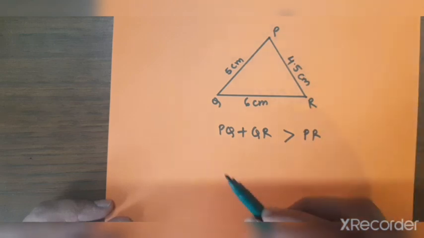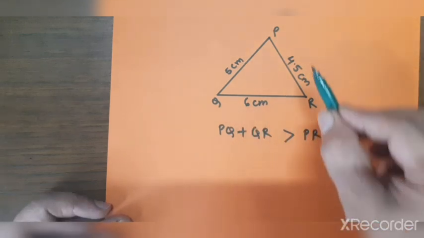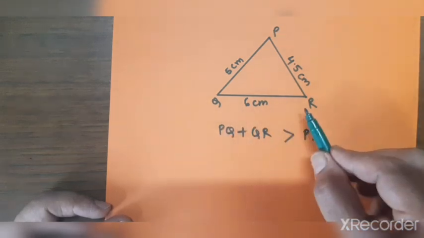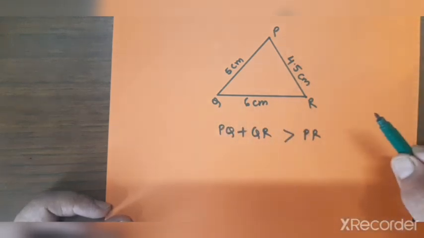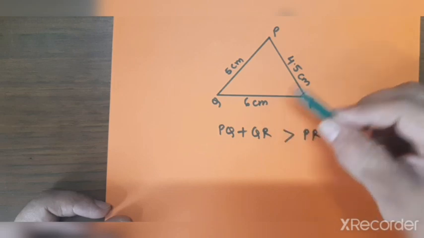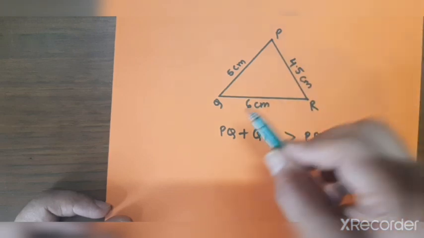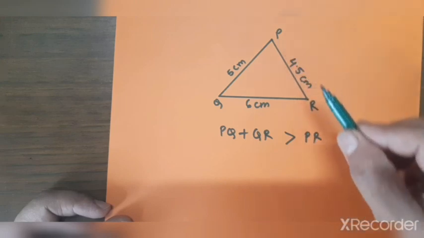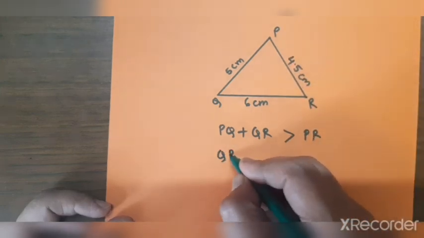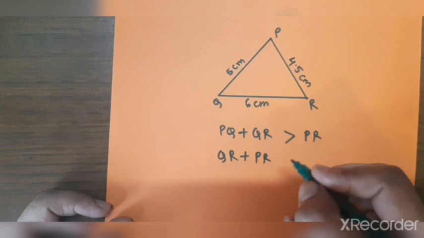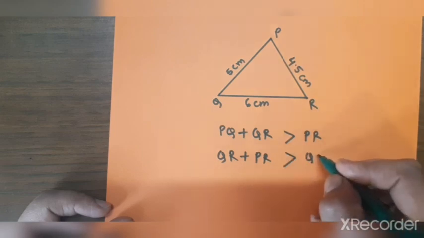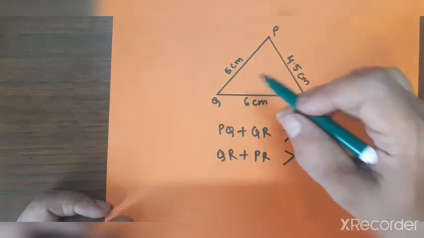We'll take the other two, QR and PR. QR is 6, PR is 4.5. If we add, it is 10.5. Is 10.5 greater than 5? Yes. So we'll say the length of QR and PR is greater than PQ.